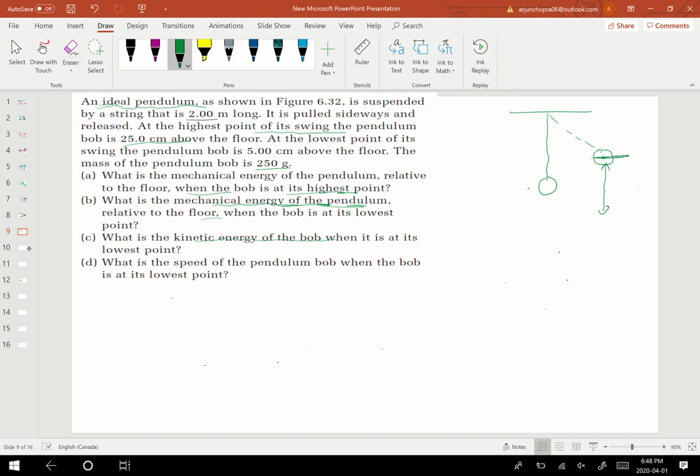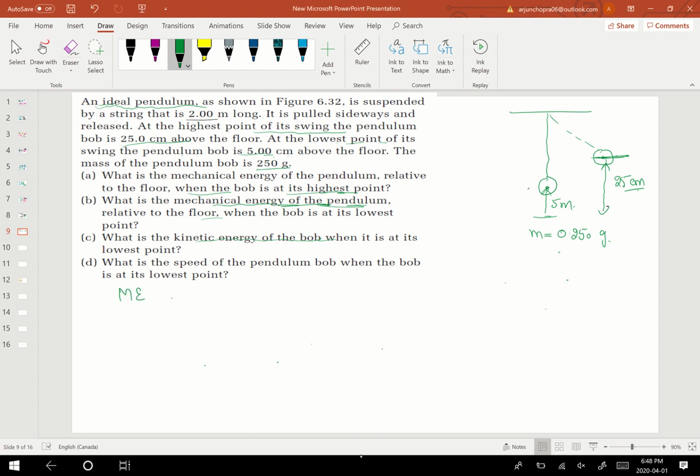So at the highest point, it is 25 centimeters above the floor, and at the lowest point, it is 5 centimeters above the floor. The mass of the pendulum given to me is 0.250 kilograms. What is the mechanical energy of the pendulum relative to the ground floor?